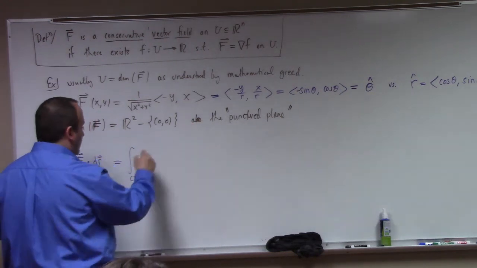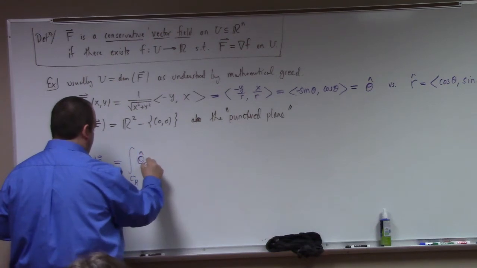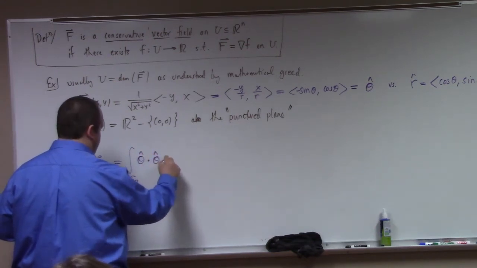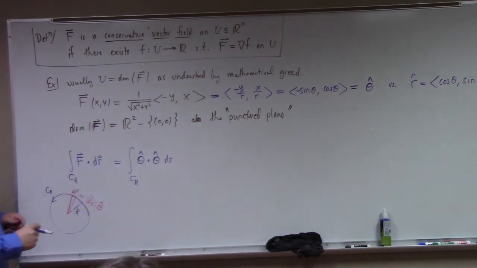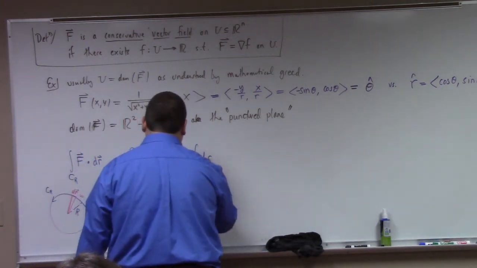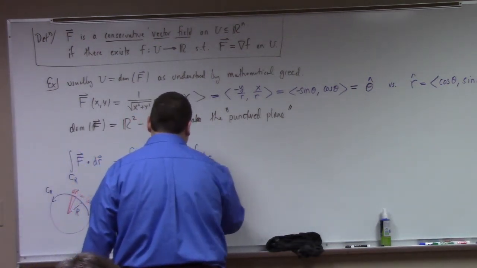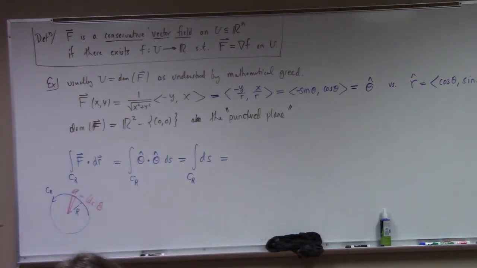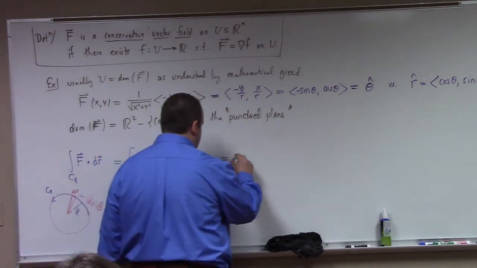So for my F here, F is actually just theta hat, and I'm dotting with theta hat ds. So theta hat dot theta hat is 1. And so this line integral is what? What's the integral of ds over the circle? It should be the circumference of the circle, right? So 2 pi r, yeah.